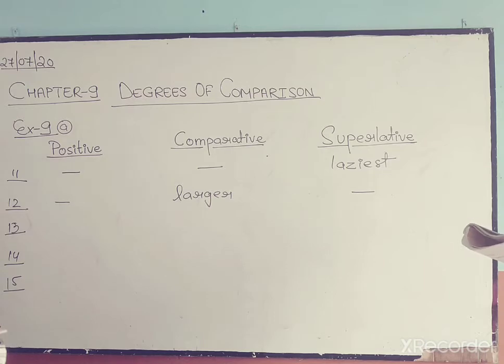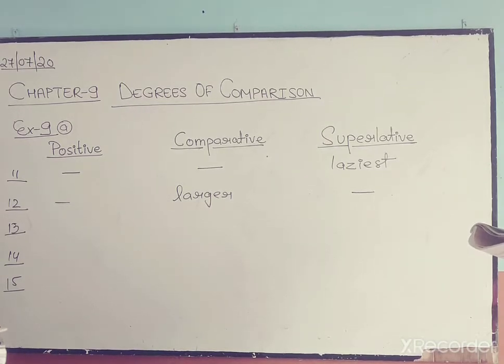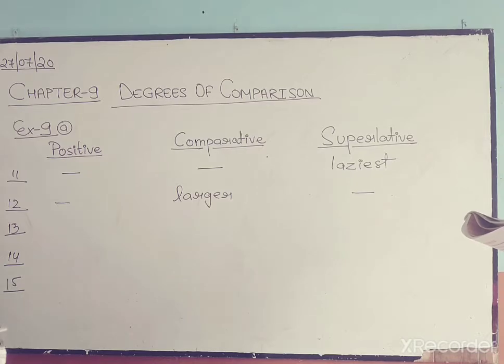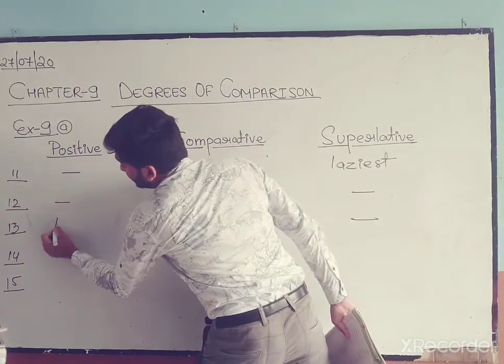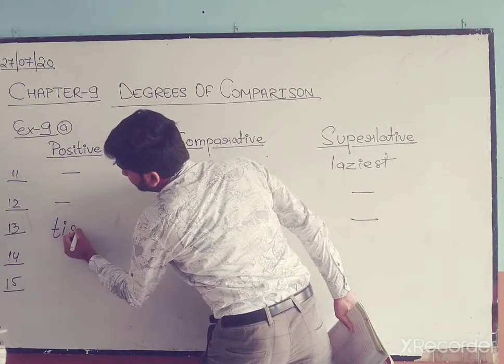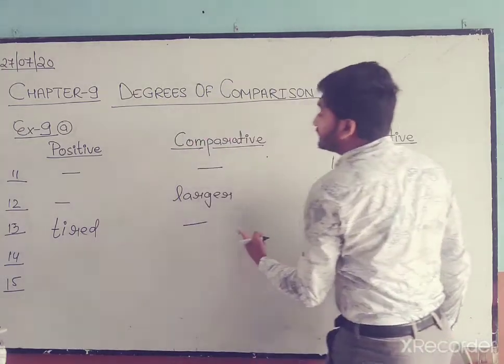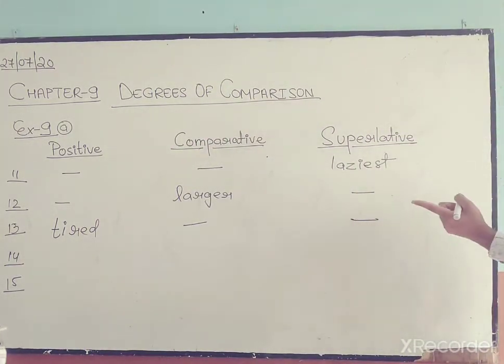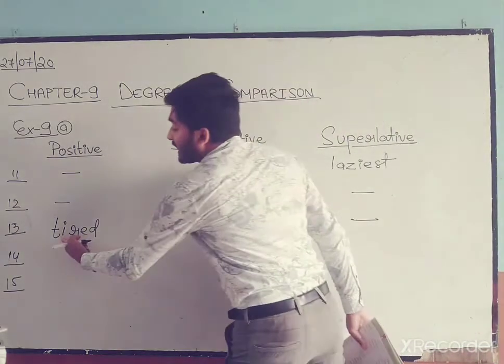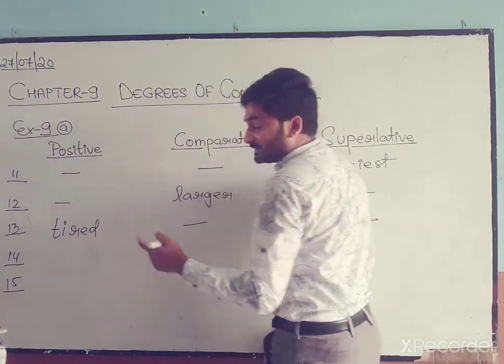Okay. Now come to number 13. Number 13, we have comparative and superlative, more tired and most tired. That means what will come in the positive one? Tired. And why have we added more in comparative and most in superlative? Because it has two syllables. Yes, tired, two vowel sounds.